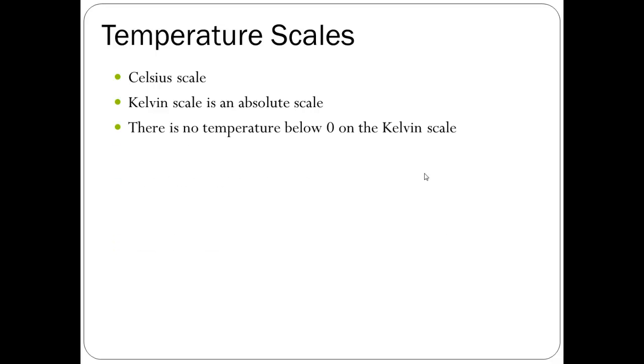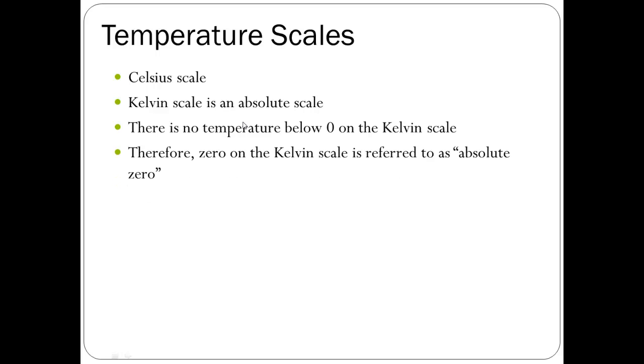And the Kelvin scale is called an absolute scale. The reason it's called an absolute scale is because there's no temperature below 0 on the Kelvin scale. Therefore, 0 on the Kelvin scale is referred to as absolute 0.